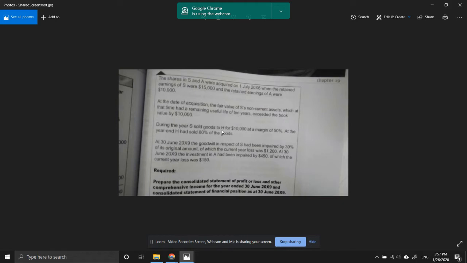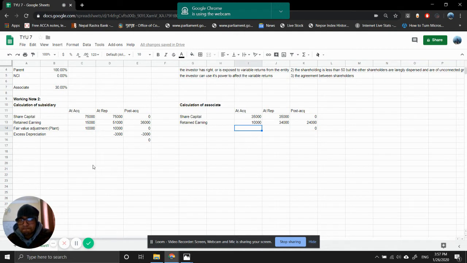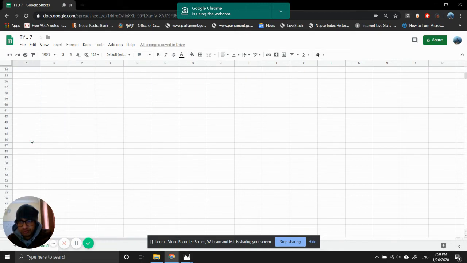So S sold goods to H, subsidiary sold to H. Okay, so 10,000 at a margin of 50%, so 5,000, and then 80% of those goods were sold, 20% is remaining. Okay, so what we will do is that PURP, right? Less PURP. Over here, what we'll do is the calculation of PURP. Okay, bold working.